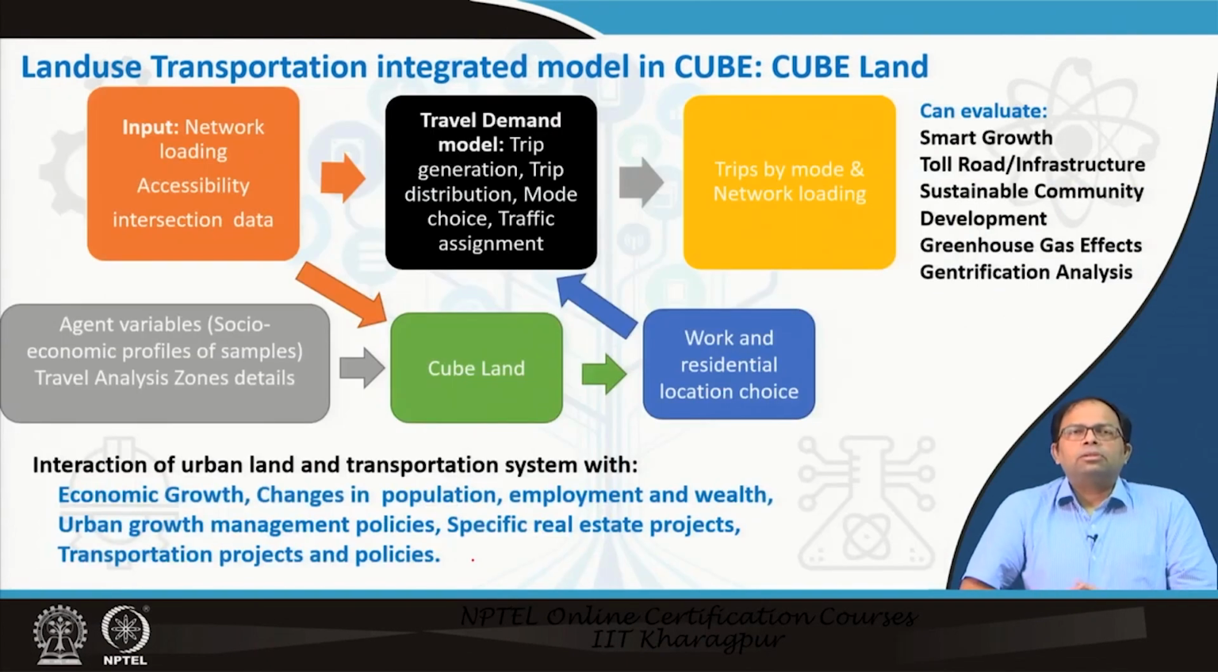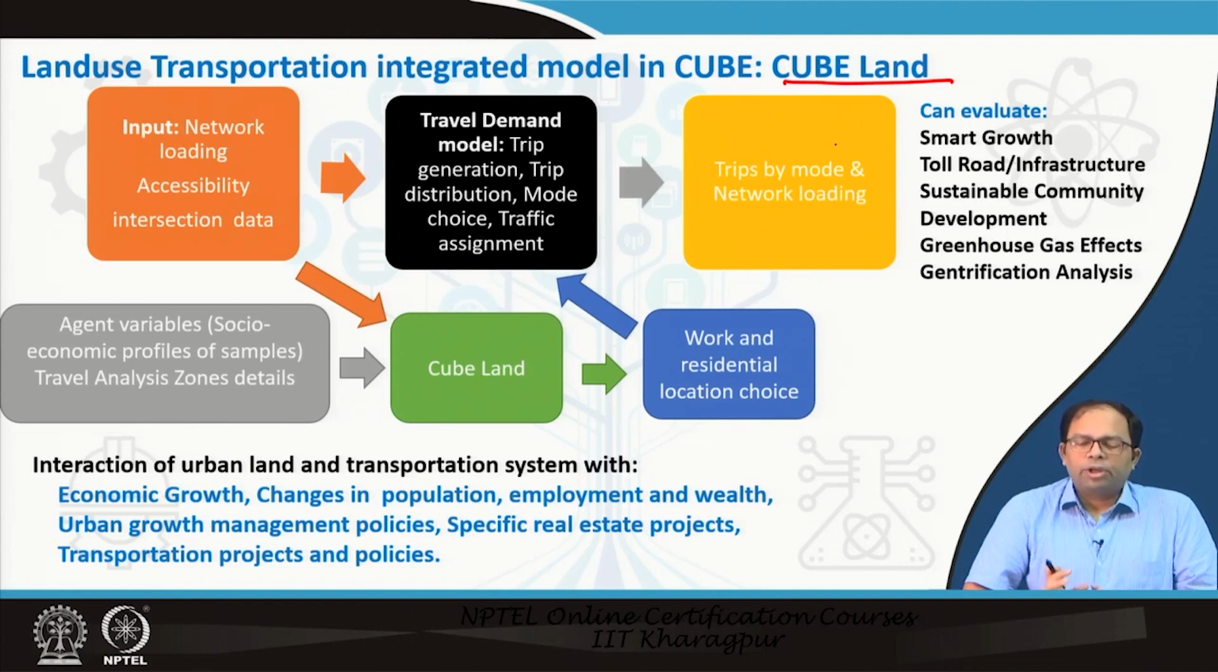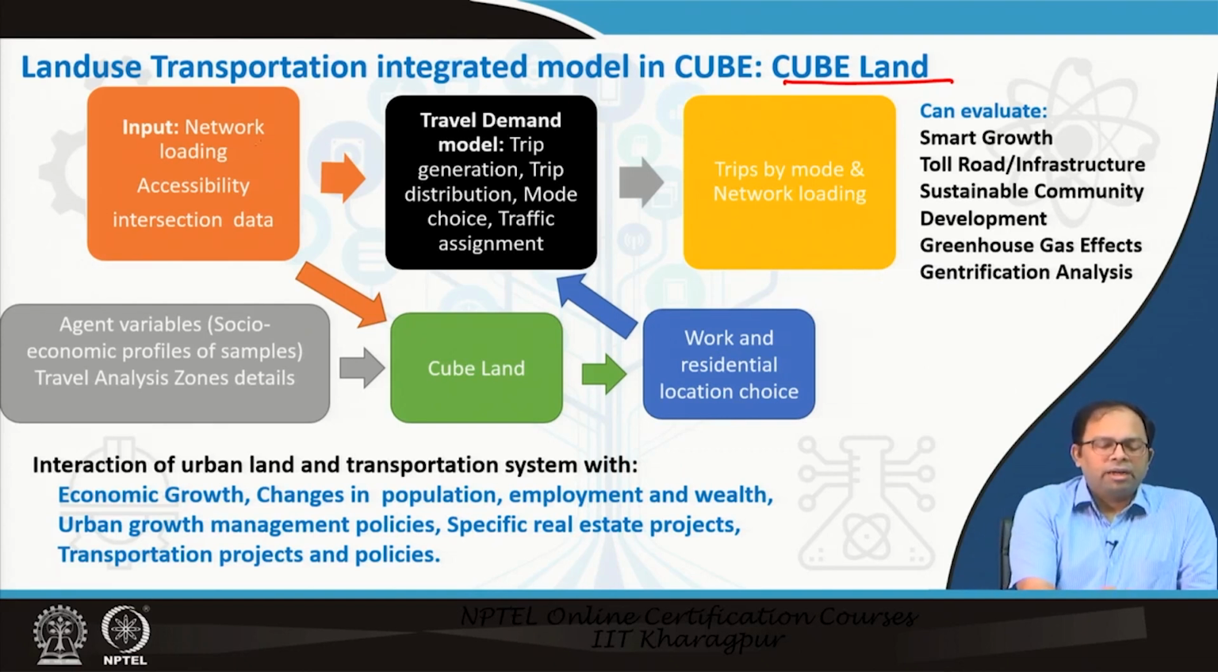So then coming to how we conduct a land use transportation integrated model in Cube, this is where Cube Land comes in. This is one of the extensions, of course, and Cube Land individually is one component. It is basically used for modeling real estate development and so on. So you see over here we have network loading, accessibility, intersection data. So this is the input to any kind of land use transportation model.